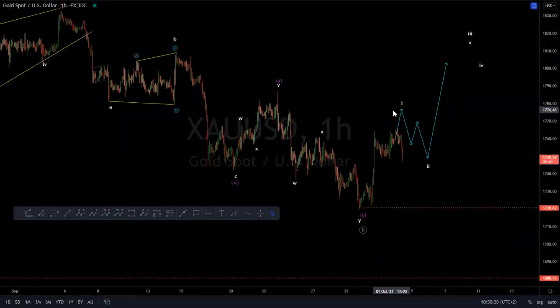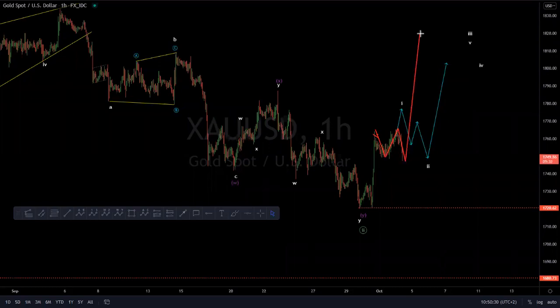I don't think that this is going to make a move to the downside all the way. In either case, this could just be a corrective structure here. Okay, so this could be a 3-wave move structure here, and then I'm going to be expecting to see this move to the upside.